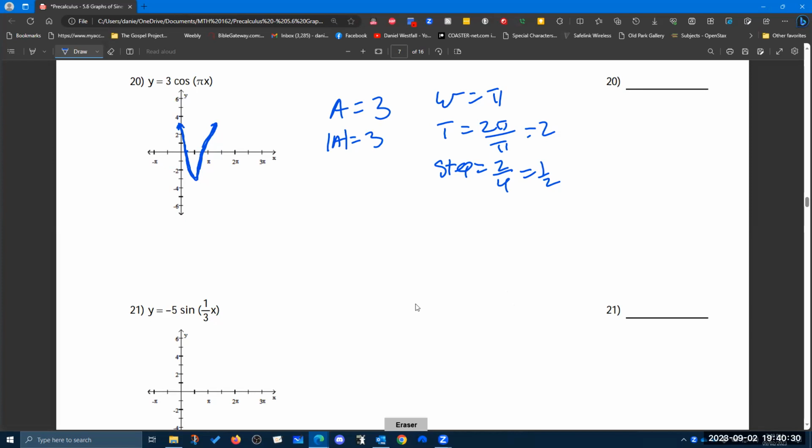That wasn't really a good picture of it. Let's try this again. Come down and back up. There you go. And then it's going to go down and up and down and up.